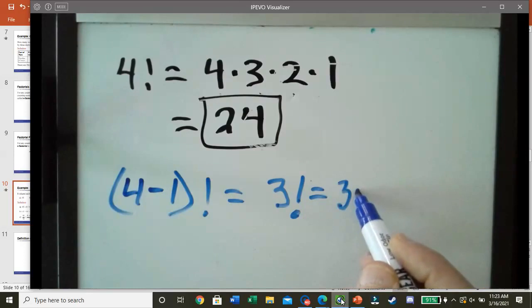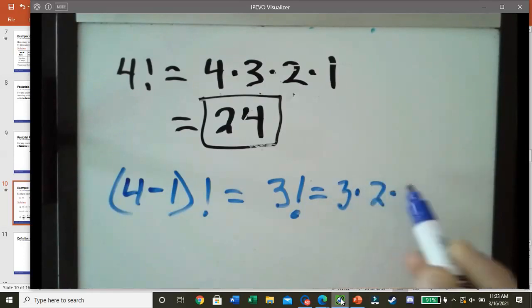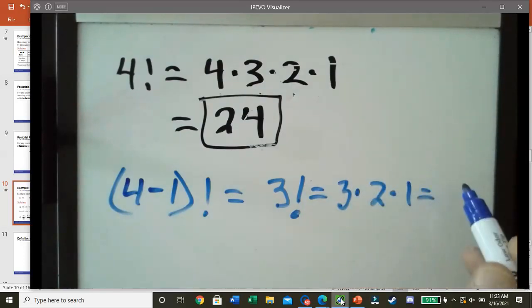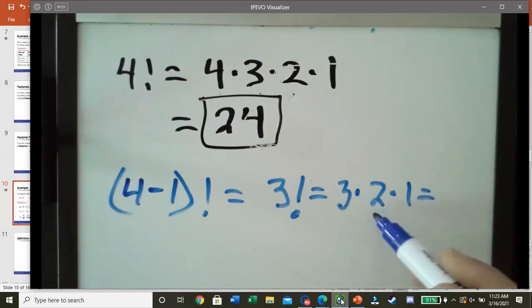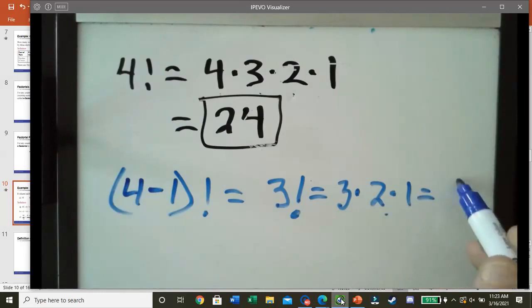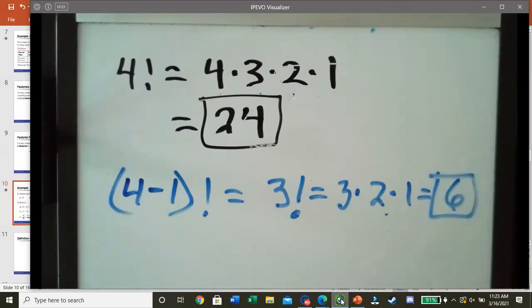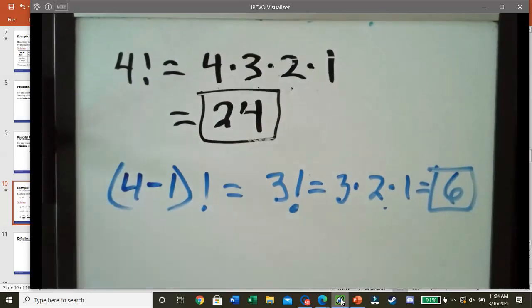3 times what? 2 times 1. So 3 factorial is actually, what's 3 times 2? 6 times 1 is 6. So 3 factorial is 6. Okay? All right, questions there.